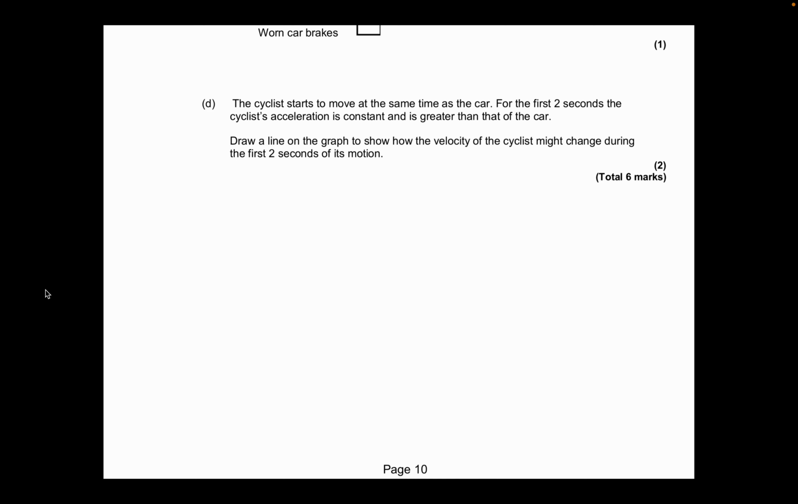For this type of question, you have to read the question carefully. The cyclist starts to move at the same time as a car. And for the first 2 seconds, the cyclist's acceleration is constant. Draw a line in the graph. Okay. So that means as the car is moving at 0.8, we're going to draw a straight line starting at 0.8 seconds, because that is point L, right? That is the point at which the car starts to move. Okay?